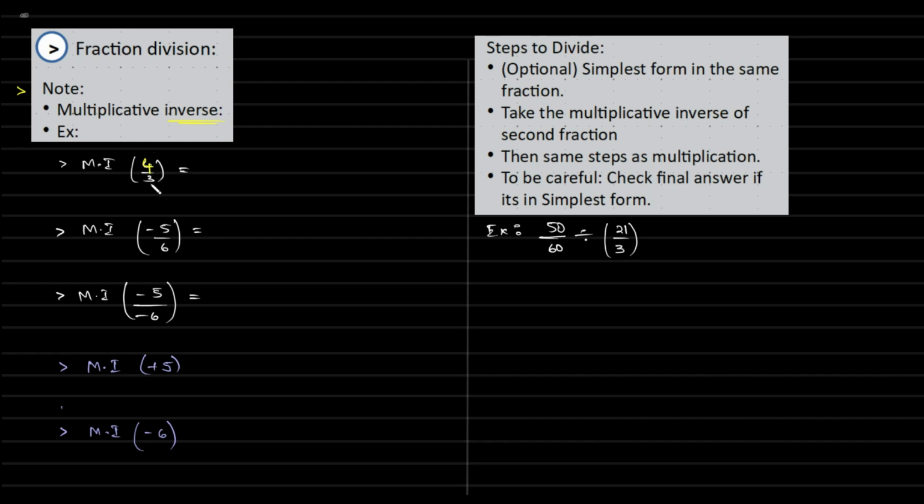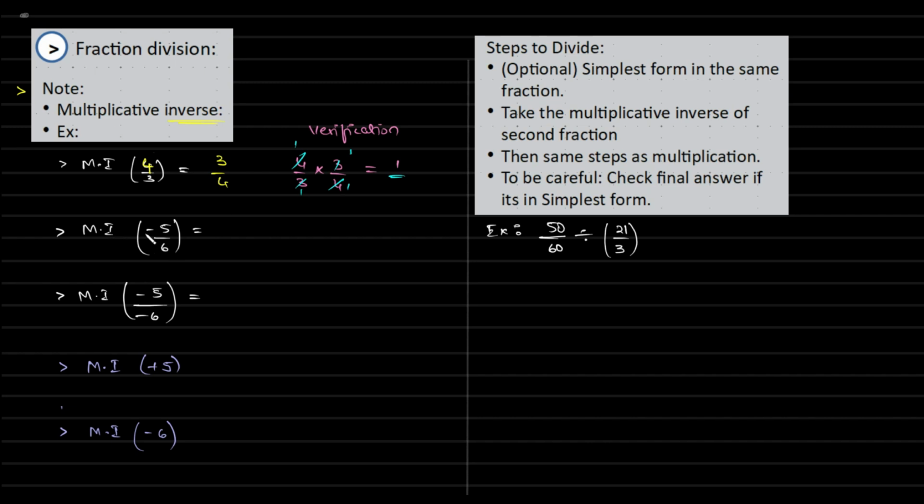Well, we have a number 4 by 3. The multiplicative inverse of 4 by 3 is 3 by 4. Does it make sense? Well, 4 by 3 into 3 by 4, what does it give you? 1. Make sense? Right? We have learned in last fraction multiplication that 4 and 4, 3 and 3 can get cancelled, and thus we have 1.